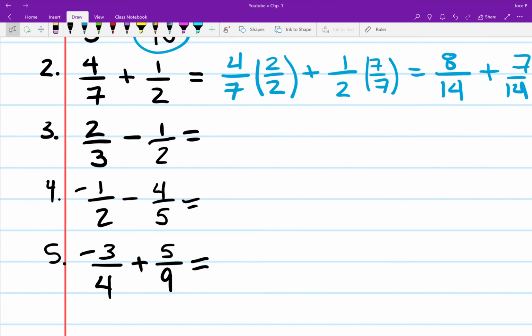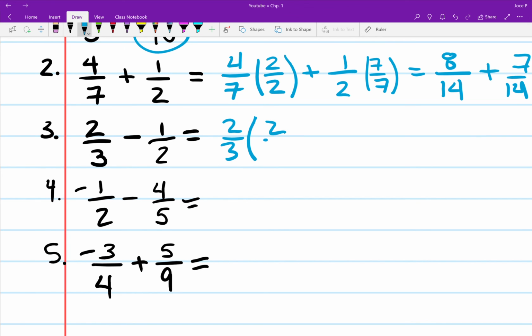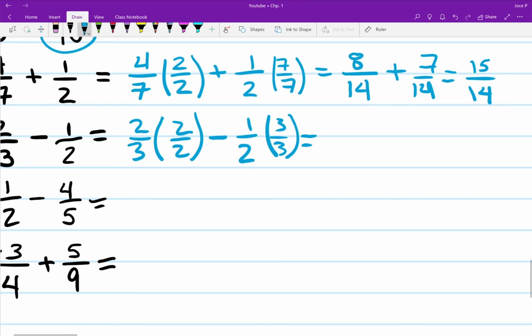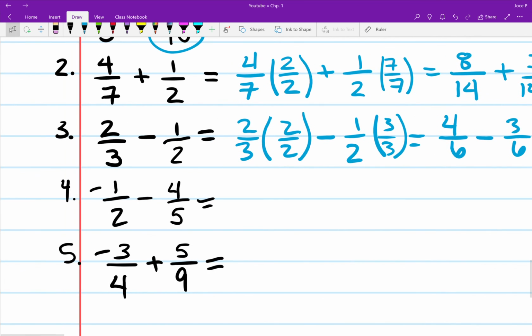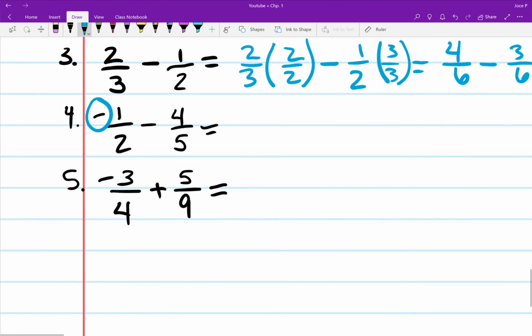Now remember how I said that the rules for subtraction are the same as the rules for addition? So we need the LCM of 3 and 2, which is 6. So we're going to have to do 2/3 times 2 over 2 to get the denominator to equal 6, minus 1/2 times 3 over 3 to get that 6 in the bottom again. Now equals 4 over 6 minus 3 over 6, which is now equal to 1 over 6. Ooh, now we have a negative sign in the front, so we have to keep an eye on that.